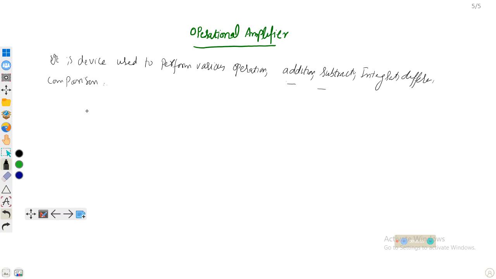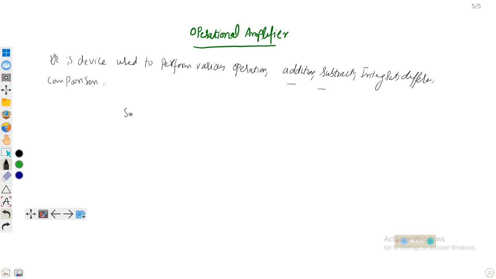If we give it an input signal, it will perform. For example, it can add two input signals, subtract two input signals, integrate the input signal, and similarly differentiate and compare two input signals, whether one is greater or less, and we will discuss them one by one. Now, the common and characteristic features of the operational amplifier: what are its signs and symbols, and what are its common features, the basic principles on which it works.